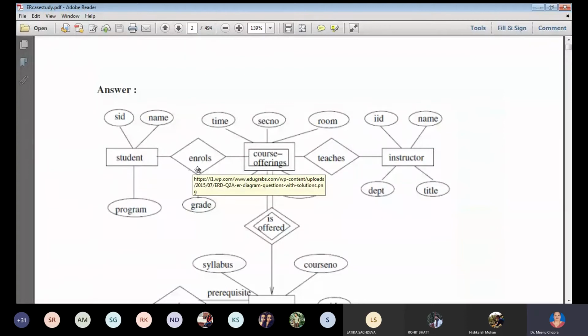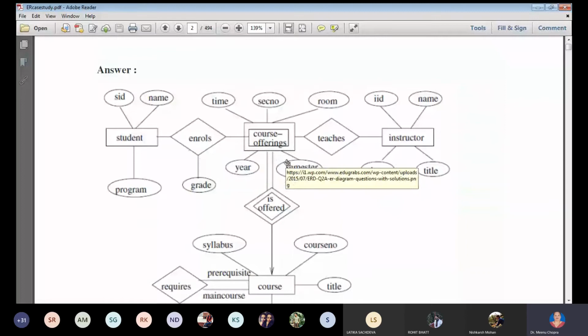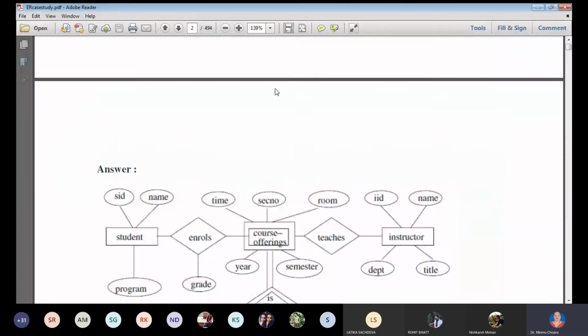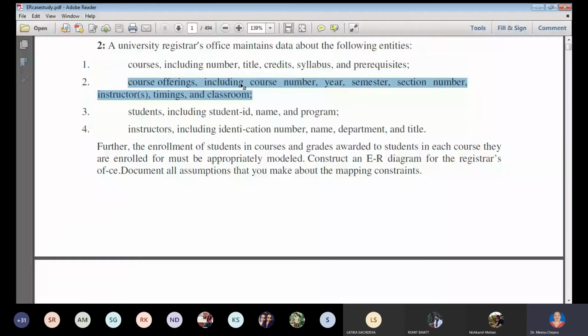Now here it is showing that each student must enroll for a course. Now the course is here. So the course is what is being offered. That is about the attributes. It is mentioned here, course offering, including course number, year, semester, section, everything.